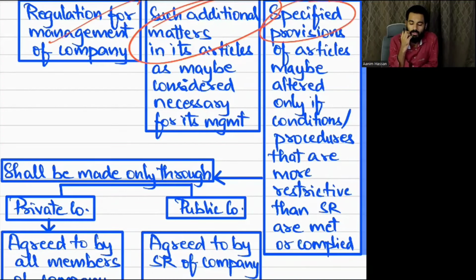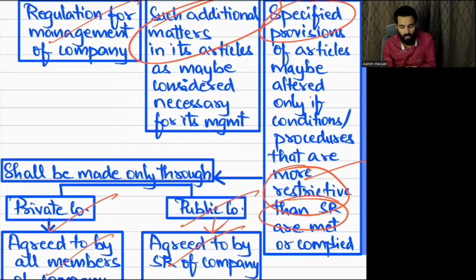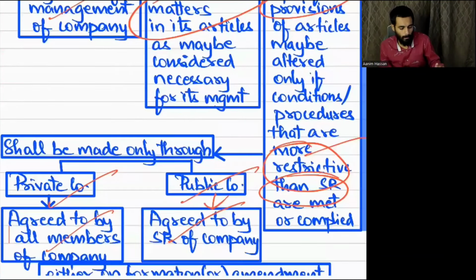If there are some specified provisions in the articles which are more restrictive than a special resolution, that is the provision for entrenchment. How can this be done? If it is a private company, all members should agree, and then only it can be more restrictive. If it is a public company, then you have to pass a special resolution.